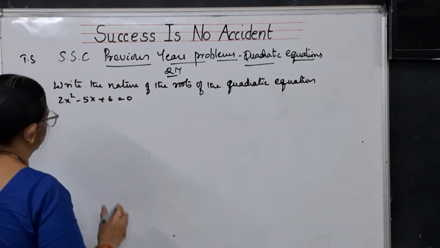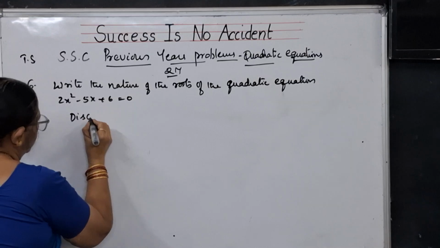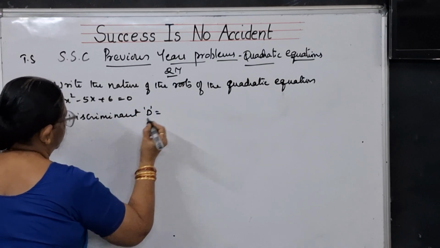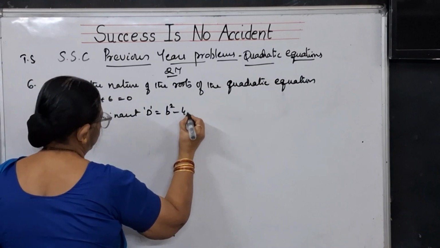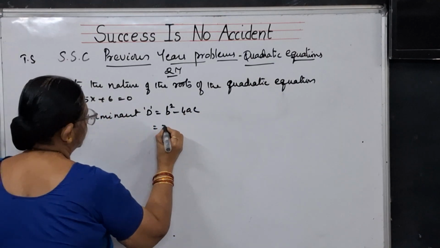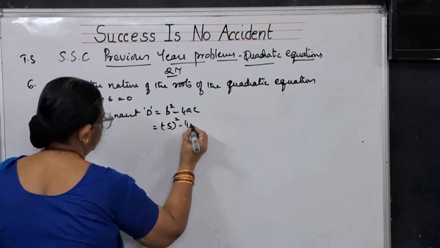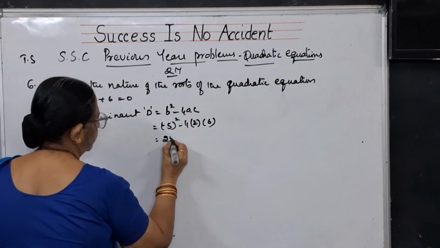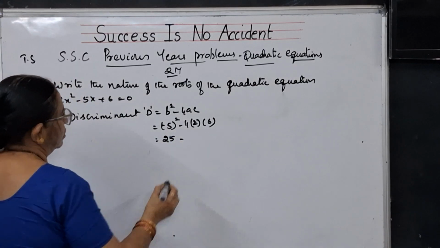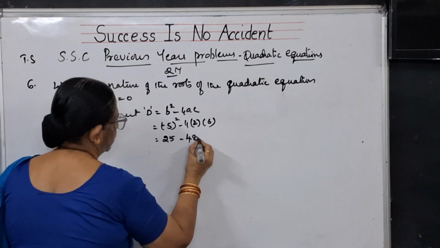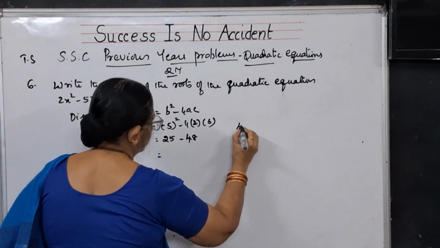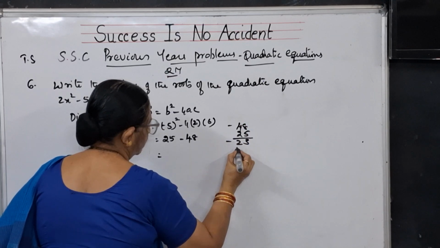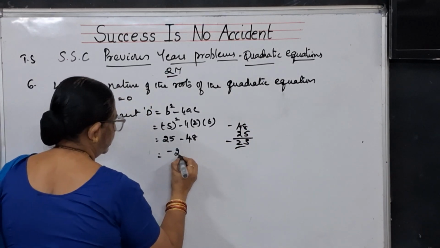So, nature of the roots, discriminant. Discriminant d is equal to b square minus 4ac. So b is minus 5 whole square minus 4 into a is 2 into c is 6. 25 minus, 2 sixes are 12, 12 fours are 48. So from 48, if you subtract 25, we get 23, and since 48 has a negative, so minus 23.